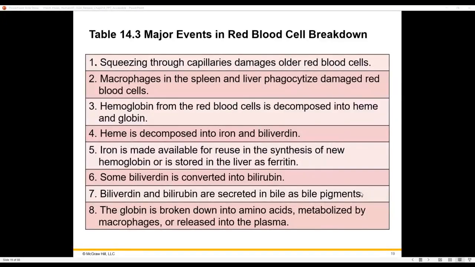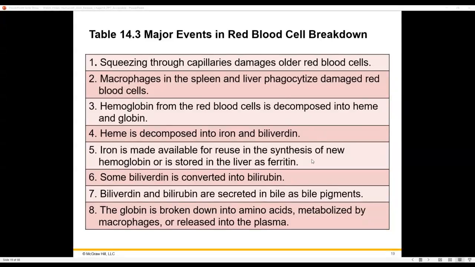And these are the major events in red blood cell breakdown. Squeezing through capillaries damages older red blood cells. Macrophages in the spleen and liver will phagocytize the damaged red blood cells. Hemoglobin from the red blood cells will decompose into the heme and globin.